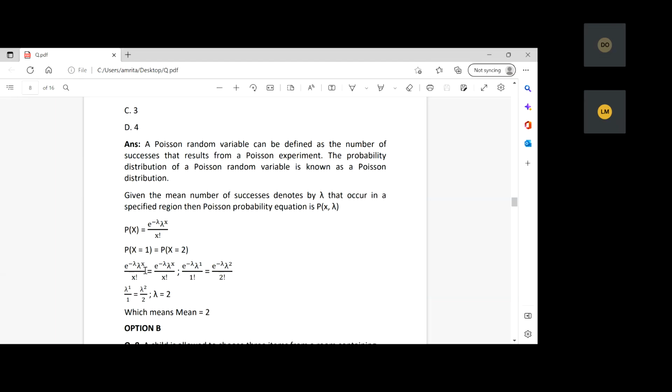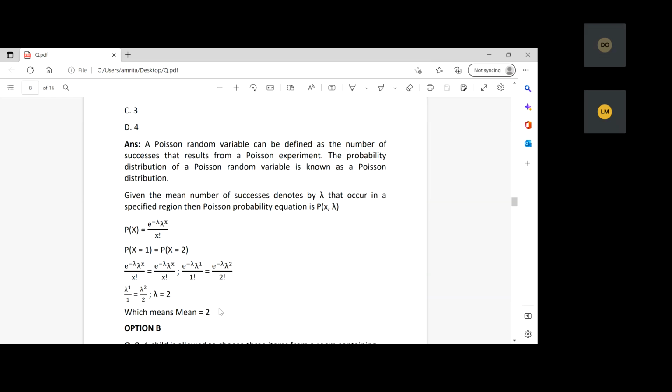So when x equal to 1, we substitute x as 1. This will be e raised to minus lambda into lambda raised to 1 by 1 factorial. And when x equal to 2, we have e raised to minus lambda into lambda square by 2 factorial. Here the e raised to minus lambda will get cancelled, and you'll have lambda by 1 equal to lambda square by 2. So from this, the value of lambda will be equal to 2, and this is the mean.